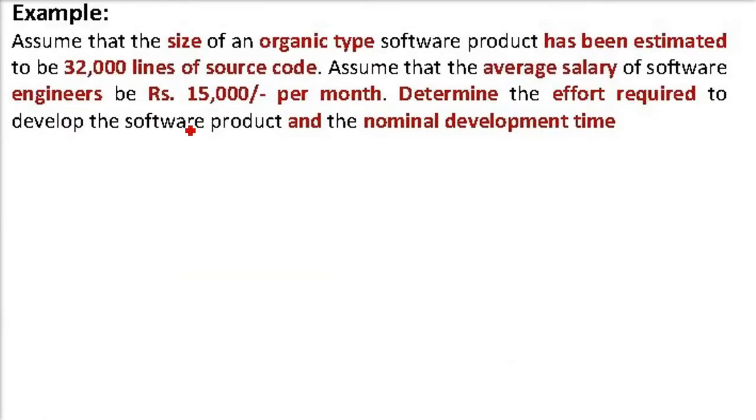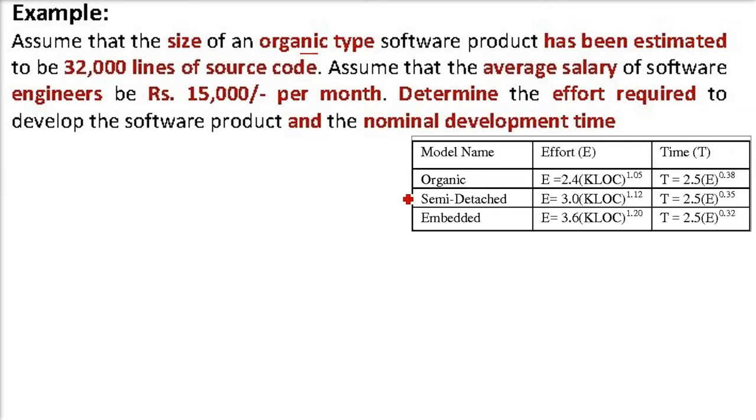Let us take an example. Assume that the project type is organic, and the size has been estimated at 32,000 lines of code. Average salary for engineers is 15,000 per month. We have to determine the effort and the time. So how do we find it? First of all, this is the table you need to remember. If it is organic type, the effort and time expressions are already given. This 2.4 and 1.05 are A1, A2, and 2.5 and 0.38 are B1, B2.